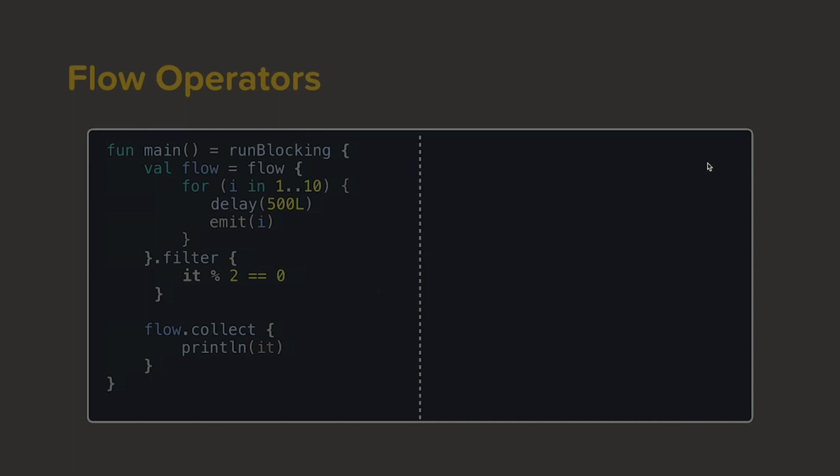Let's try to run this code snippet. So as expected, with a delay of 500 milliseconds, we are printing out all the even values.